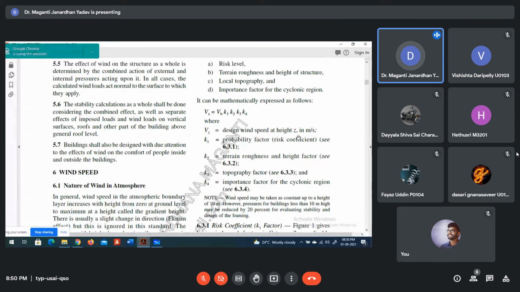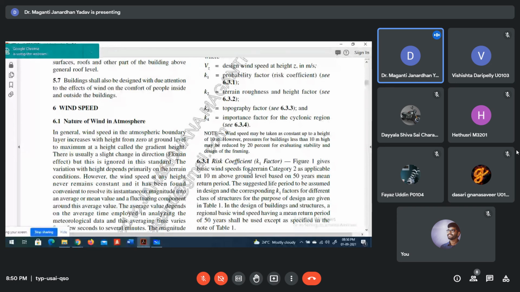Design wind speed at height Z in meters per second. Probability factor, that is risk coefficient, and then terrain roughness coefficient, topography factor, and importance factor for the cyclonic region. These things you don't have to memorize. It is there. Figure 1 shows the basic wind speeds for terrain category 2 as applicable at 10 meters above ground level based on a 50 years mean return period. That is 50 years.